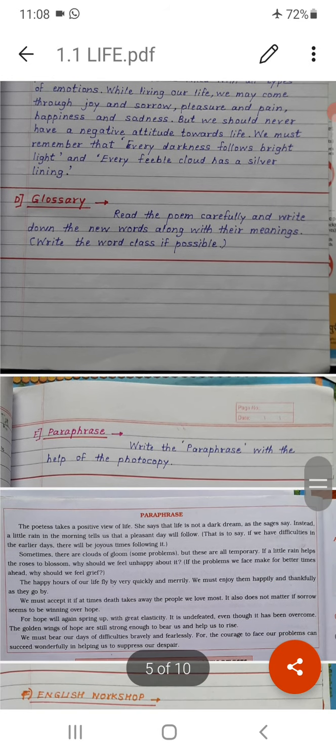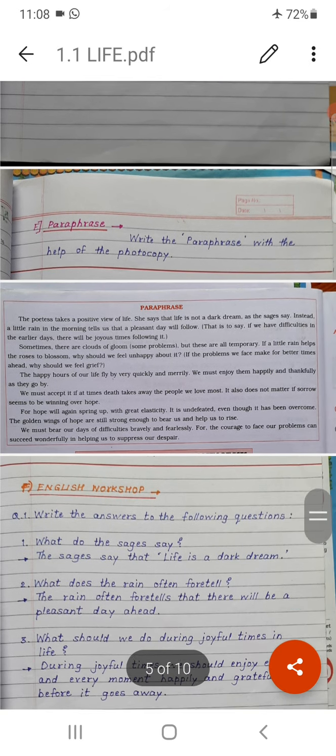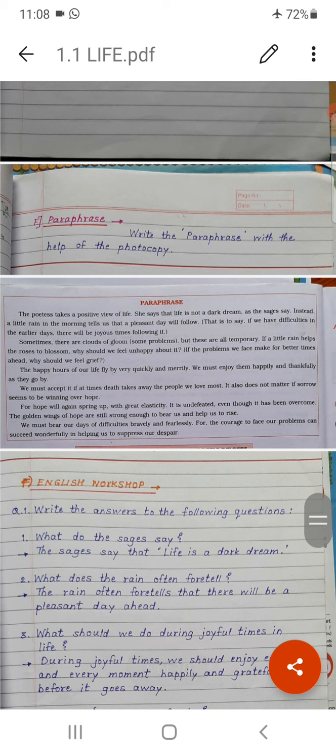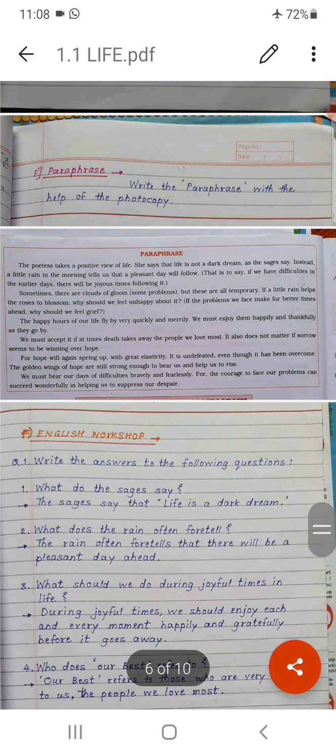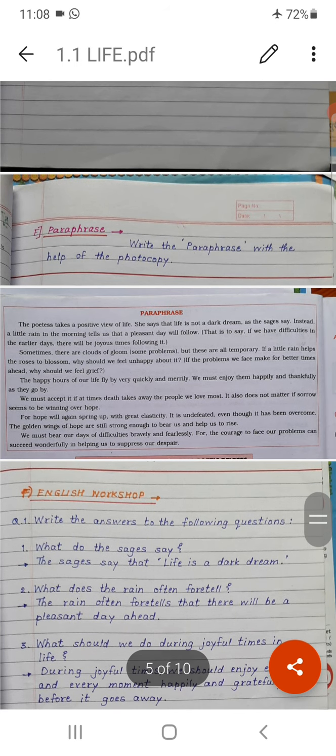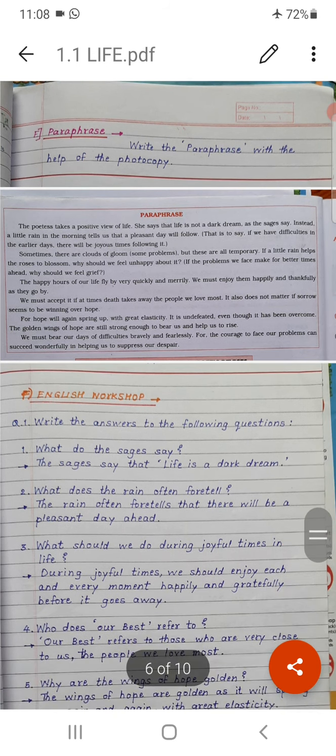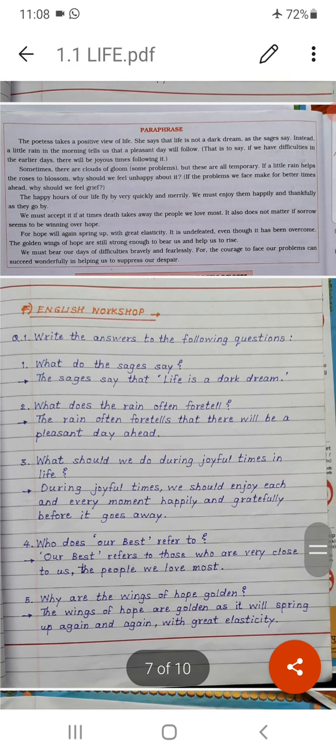Next part is paraphrase. Last year we had not taken this paraphrase, but this year we are going to take paraphrase, which will help you to write the appreciation of the poem, and hence I have given this paraphrase purposely, because this year it is compulsory to write the appreciation of the poem in paragraph format. You cannot write in point format, and hence this paraphrase will be helpful to you to write the appreciation. Write the paraphrase question and the answer both.